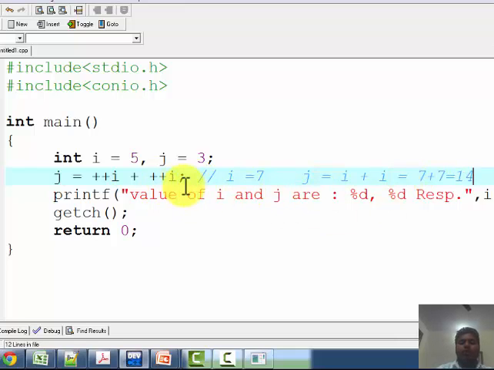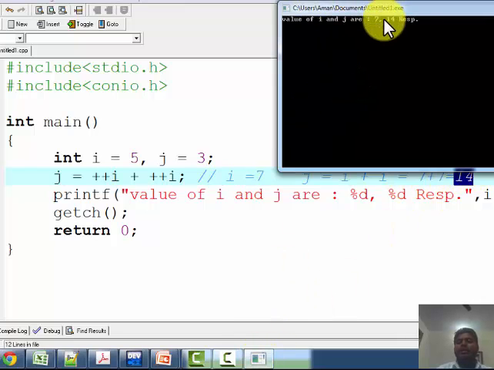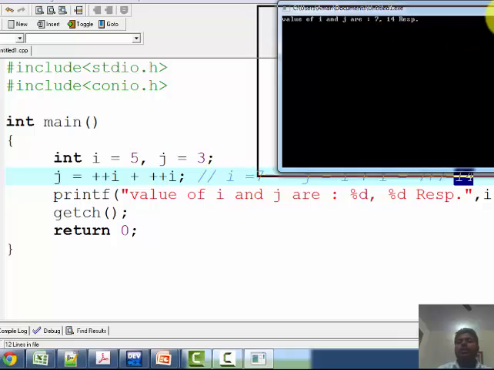Now we have to solve the post. No post is there, so the current value of I is 7 and the value of j is 14. This was the output. The values of I and j are 7 and 14 respectively.